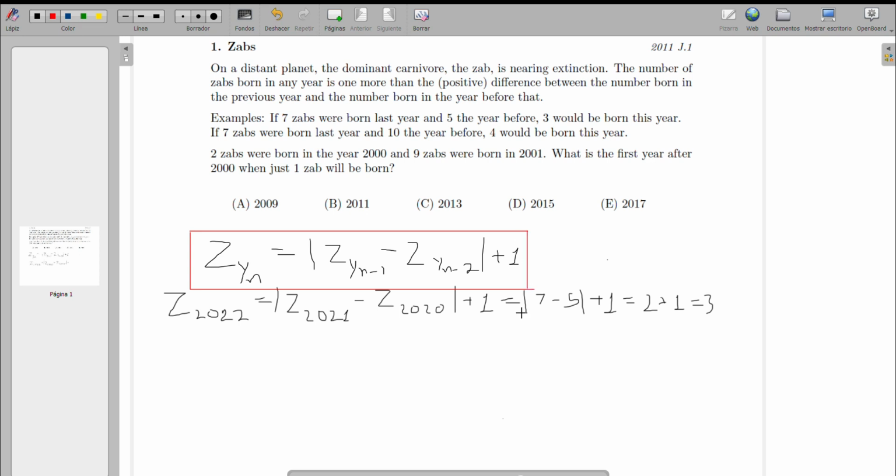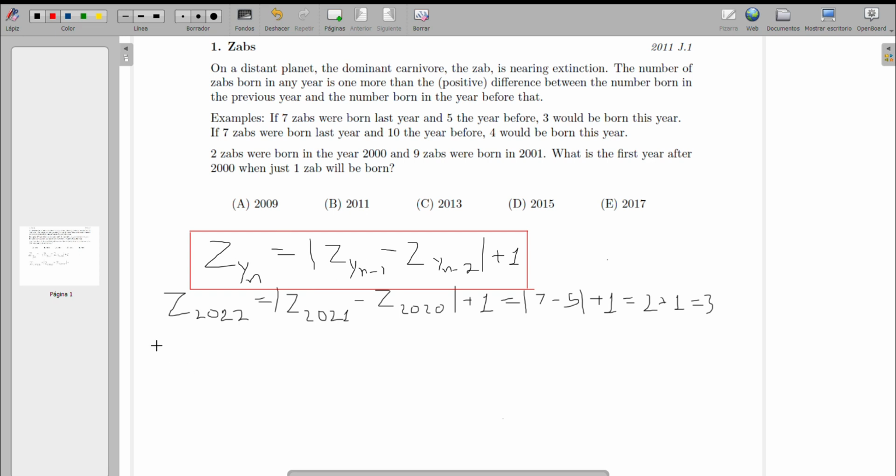So let's get going with the exercise. 2 sabs were born in the year 2000 and 9 sabs were born in 2001. What is the first year after 2000 when just 1 sab will be born? Well, as I was saying before, what we have to do is to just apply this rule.